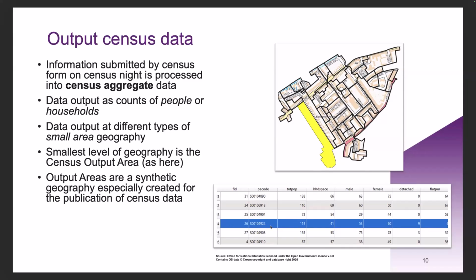And for the actual census variables themselves, you can see there's an output area code, which is a unique geographical identifier that uniquely identifies a census output area. Then you have various statistics related to that output area, such as total population in this case, the number of households, the number of males and females, and how many detached houses or flats there are within that output area.